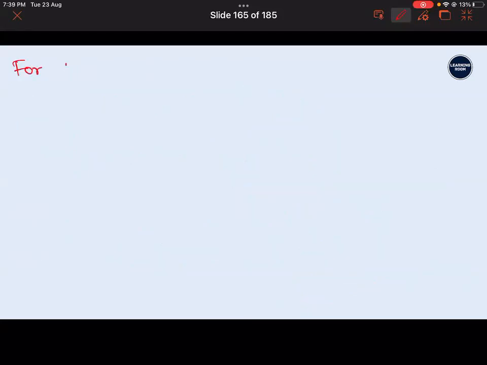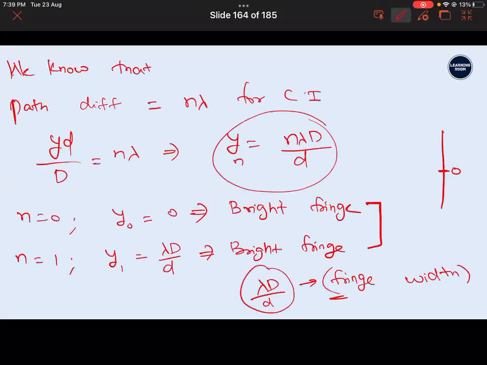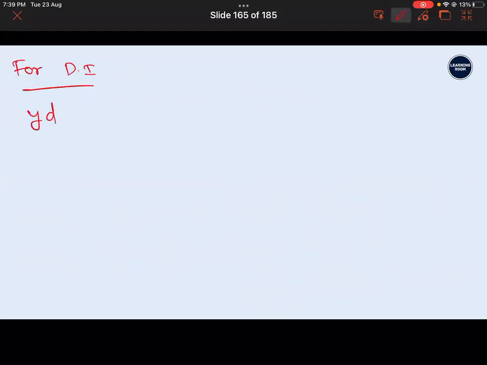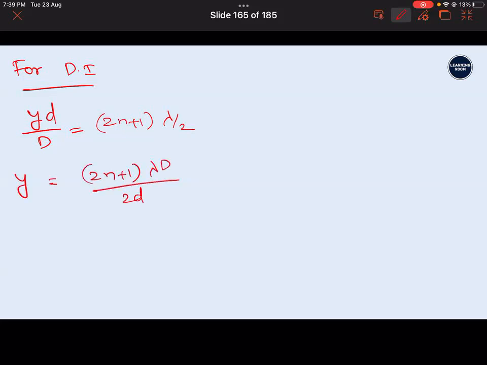Next is for destructive interference. What should I write? Y into small d divided by capital D is equal to 2n plus 1 into lambda divided by 2. Right. So what will be the value of y? Y will be equal to 2n plus 1 into lambda into capital D divided by 2 into small d. Is it right? Correct. Okay.